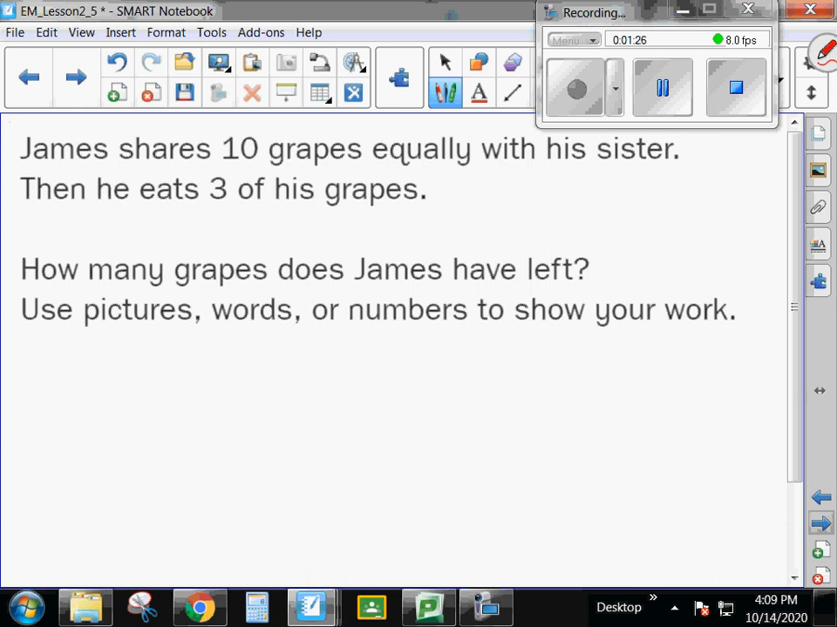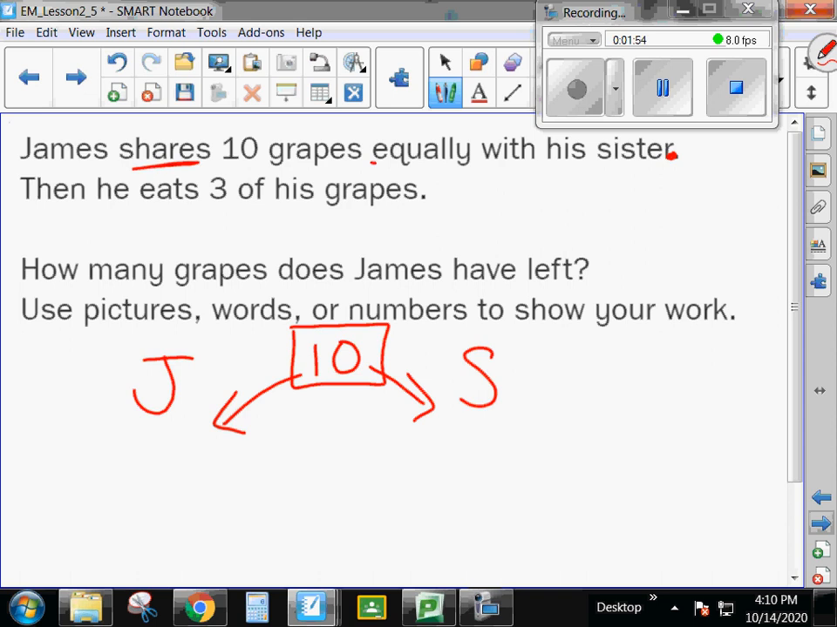Okay, so James shares 10 grapes equally with his sister. Now I'm just going to stop right there. I'm going to stop at this period, and I'm not even going to draw anything else. It says James shares 10 grapes equally with his sister. Okay, so here's these 10 grapes. I got my basket of 10 grapes, and those 10 grapes are going to be shared equally with his sister. So there's a pile for James, and there's a pile for his sister.